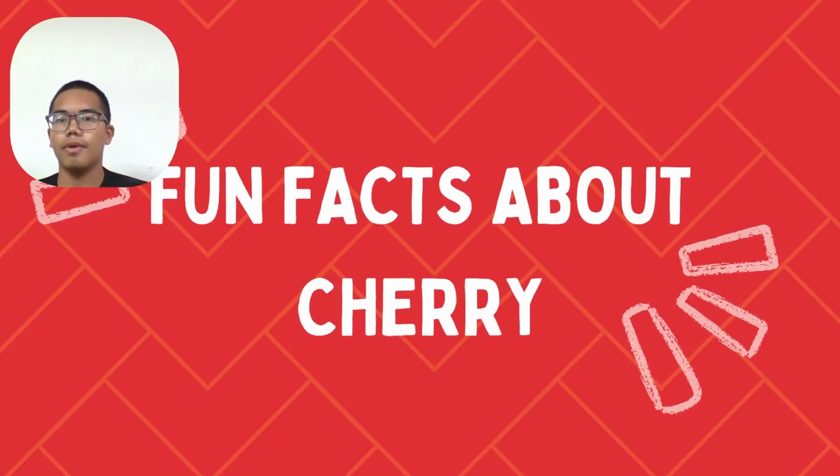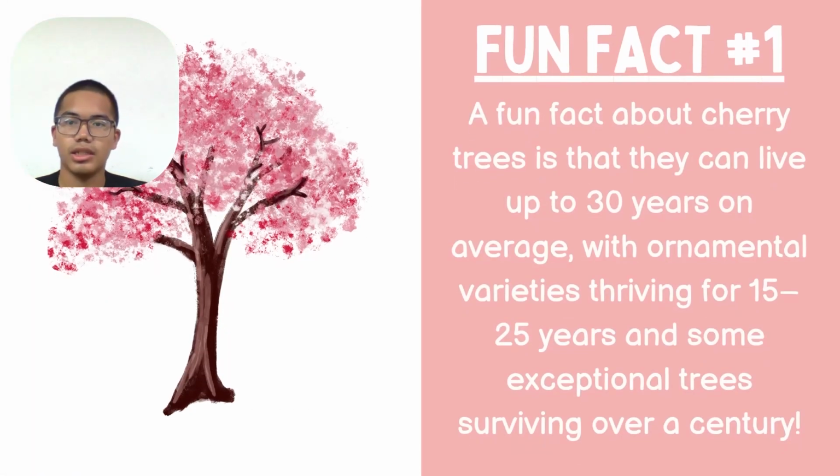Okay, fun facts about cherry. Now let's talk about the first one. Fun fact number one: a fun fact about cherry trees is that they can live up to 30 years on average, with ornamental varieties like cherry blossom thriving for 15 to 25 years, and some exceptional trees surviving over a century.